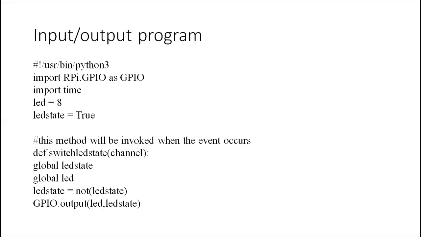Then we have a function called switch LED state. In that function, if the LED state is already on, it will make it off. We use a not here. LED state is True, it is already glowing, so it will make it False and set it to the false state.